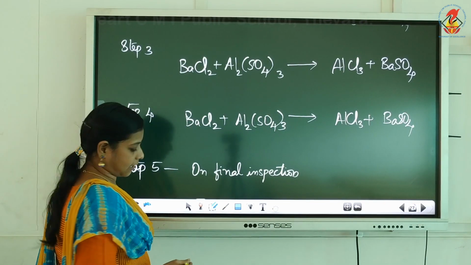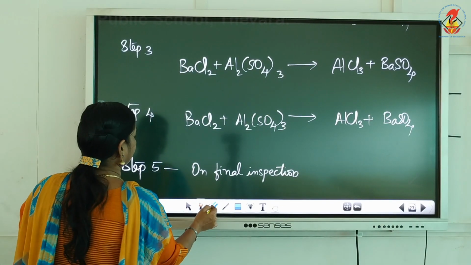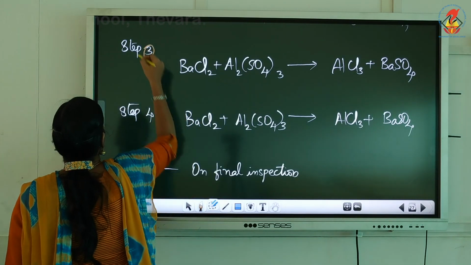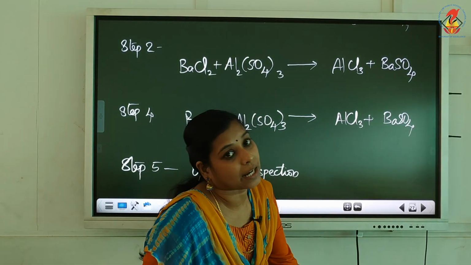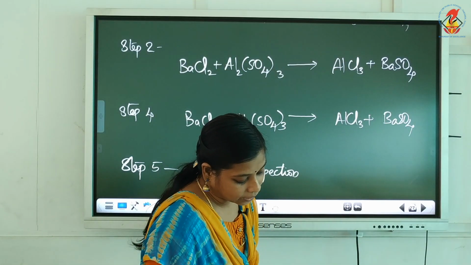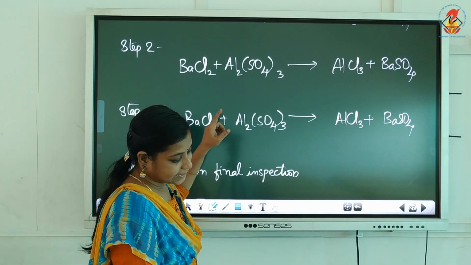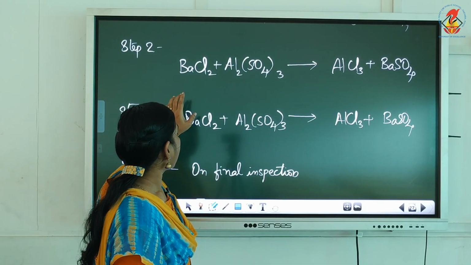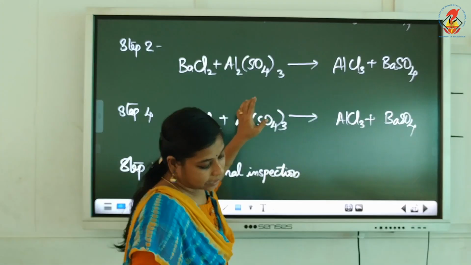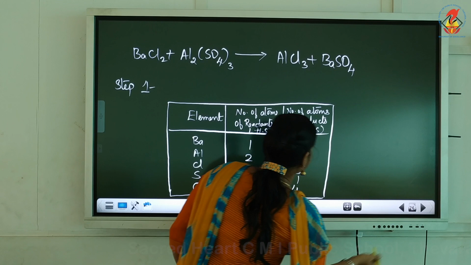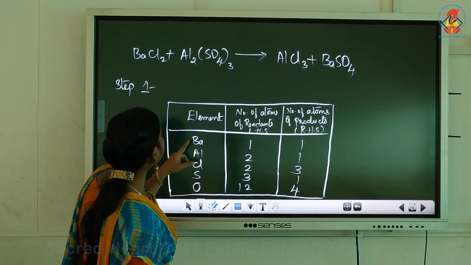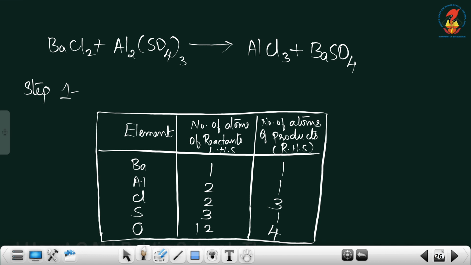In step 2, we have to equate the number of different elements on both sides. For that, first of all, we are balancing the number of atoms. First we can take the table once again, and in this case we can take aluminum, which is present only in one case.